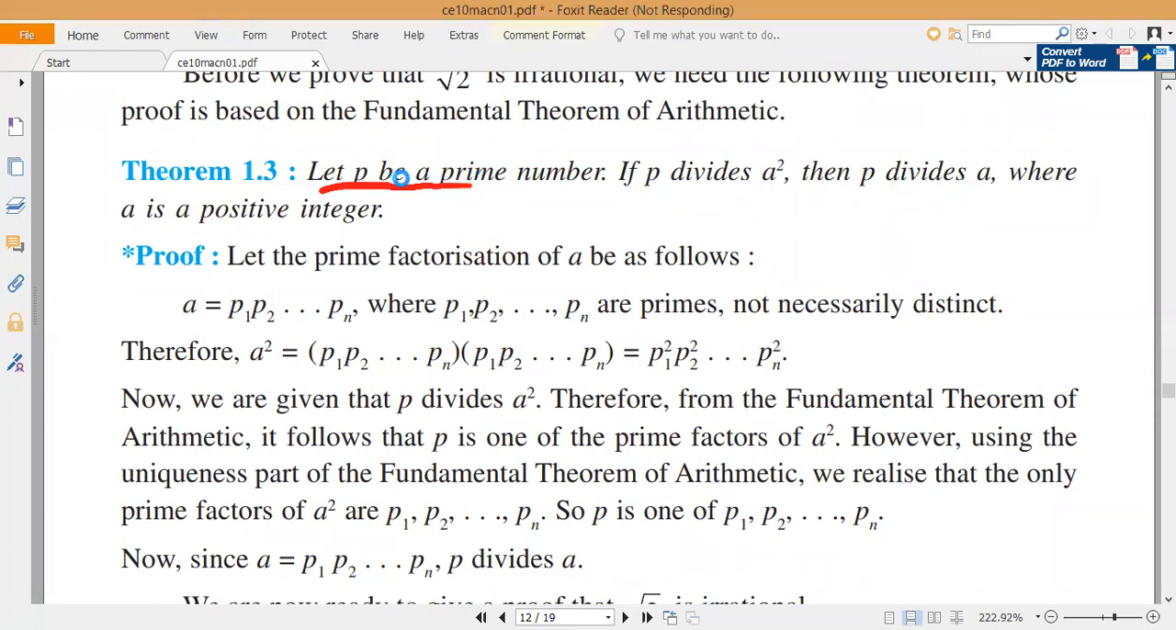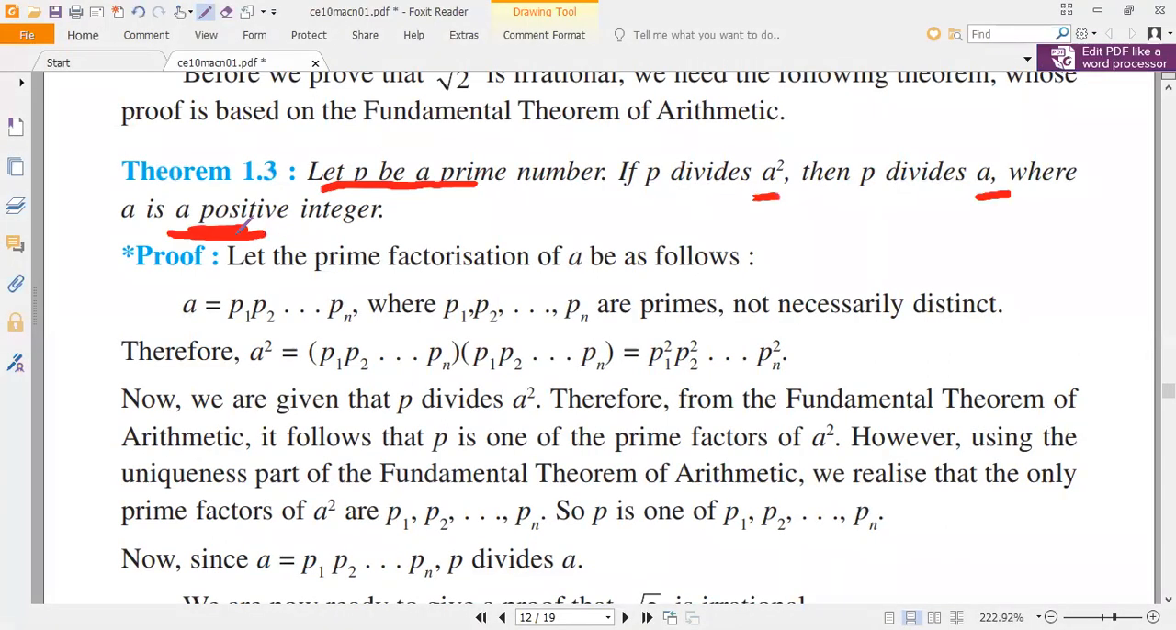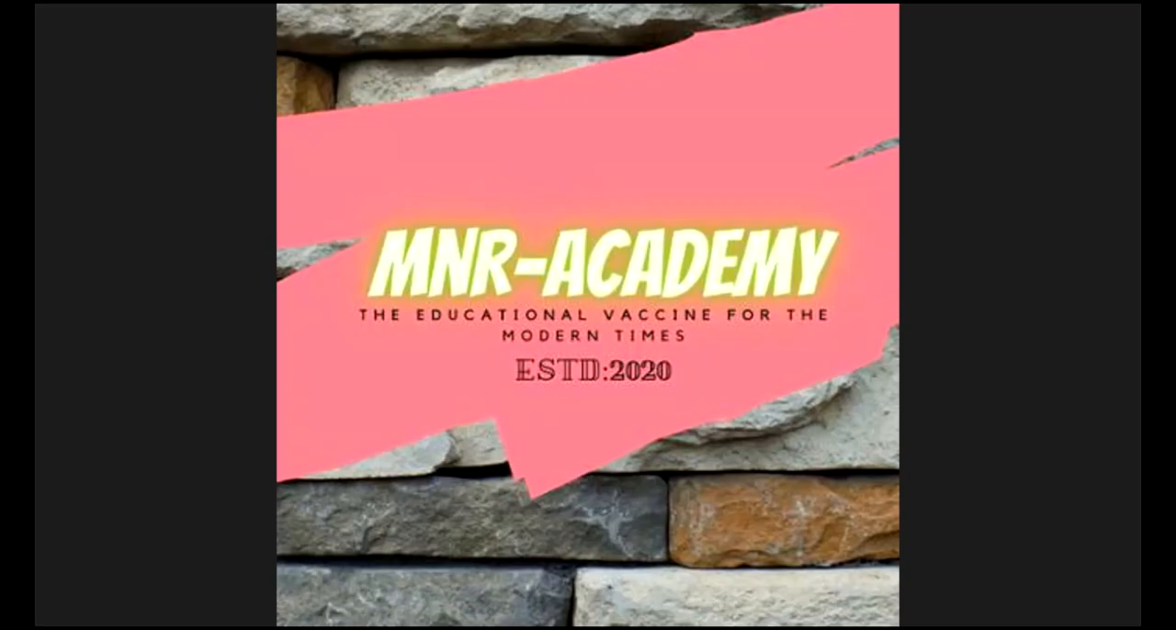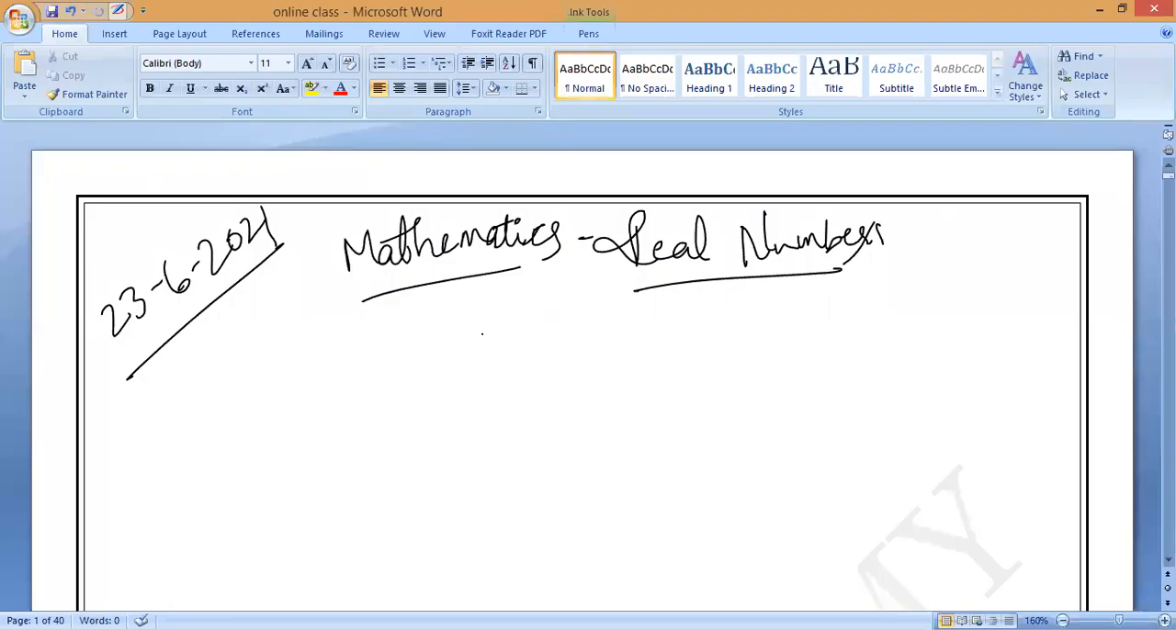Here, P is any prime number. If P divides A square, then P divides A, where A is a positive integer. Say any prime number. Prime number. Say anyone. 5. 2, ma'am. Okay. So here 5 is one prime number, correct? Yes, ma'am. 5 is a prime number.